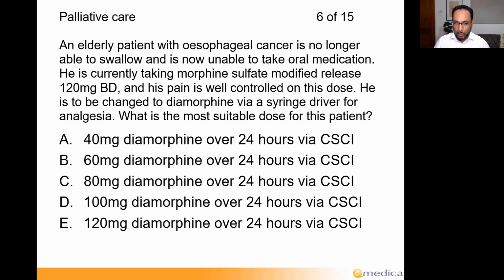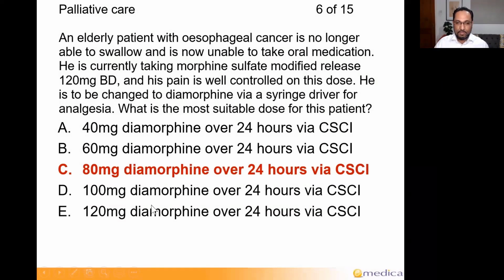Now, the reason I wanted to launch a poll for this one: every single AKT by regulation must include drug dosage calculation questions. Usually there'll be more than one. So it's common to have at least one testing a cancer pain type calculation, and usually at least one pediatric drug dosage calculation. Okay, so it's worth practicing both of those. So the correct answer here is C, 80 milligrams diamorphine over 24 hours via CSCI, what is CSCI? Continuous subcutaneous infusion, syringe driver, okay?